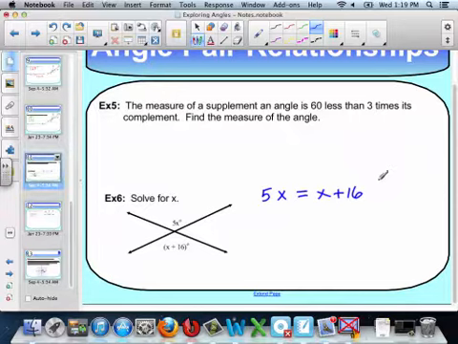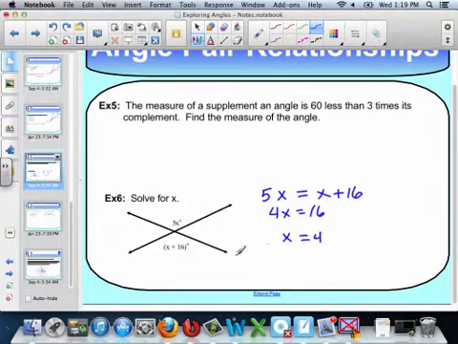And that's how geometry works. We look at the diagram. What do I have? What does that tell me? How do I write an equation with that information? Write the equation, and then algebra 1 takes over. Okay? So we solve this problem. We get 4x equals 16, and x is 4.